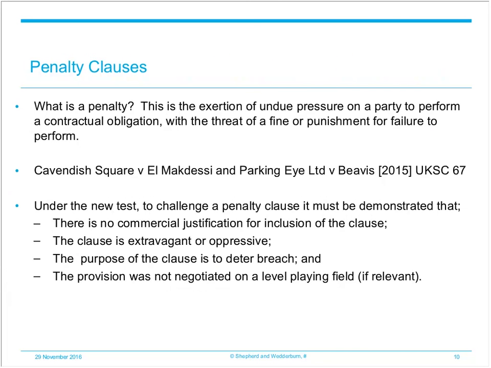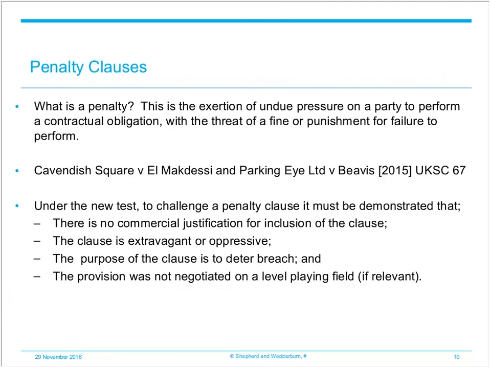Another form of limitation on parties' autonomy to freely contract is through the prohibition of penalty clauses. The essence of a penalty clause is the exertion of undue pressure on a party to perform a contractual obligation with the threat of a fine or punishment for failure to perform. The courts will not enforce a penalty clause against the defaulting party because it considers it to be contrary to public policy. This is because the clause is not attempting to simply right a wrong, but instead to punish the defaulting party.